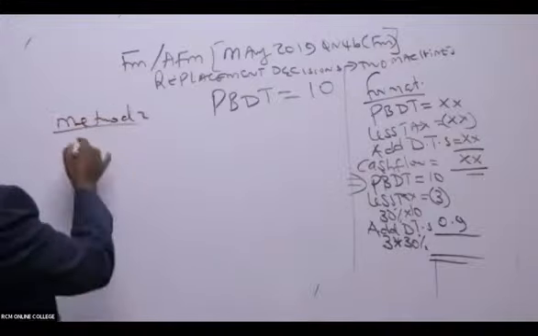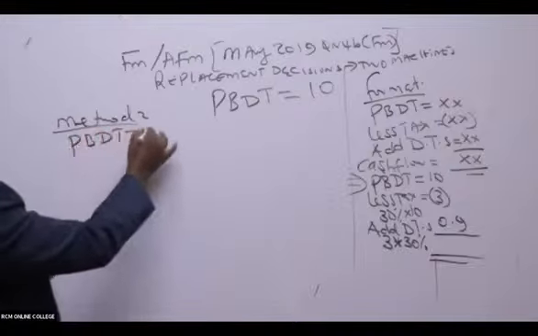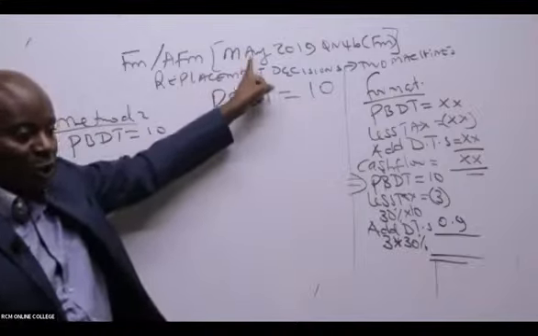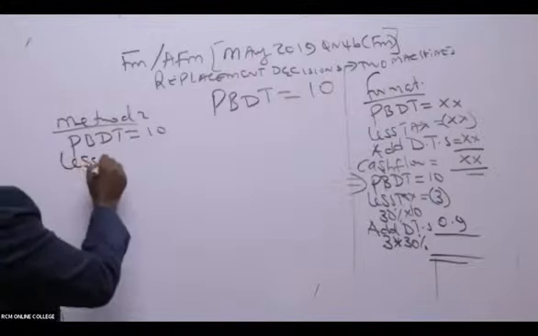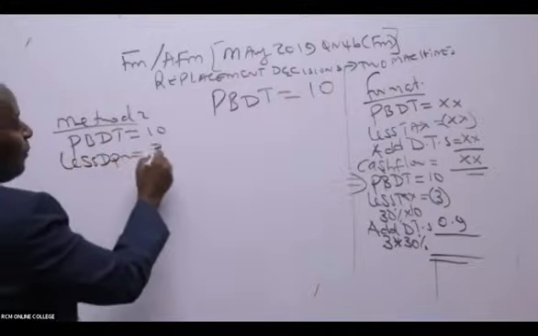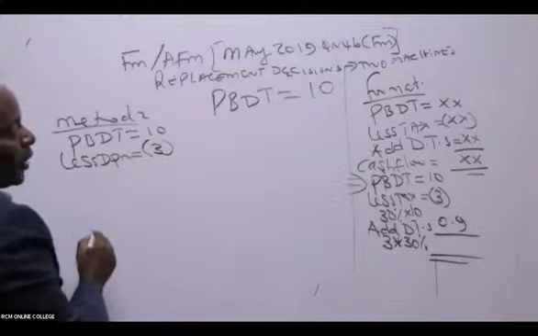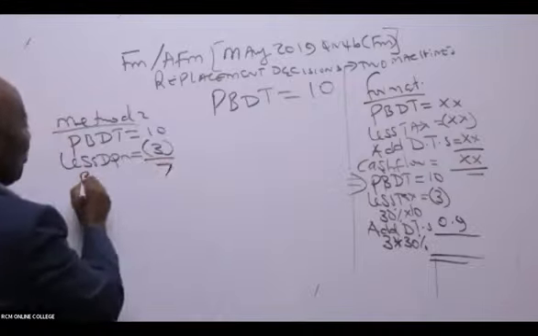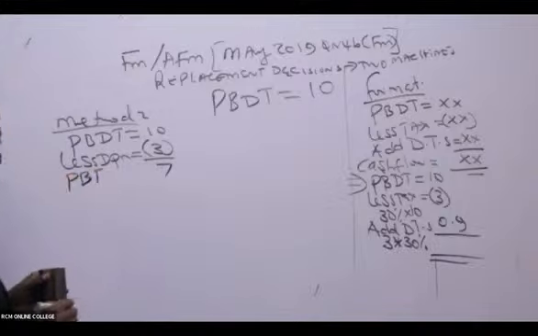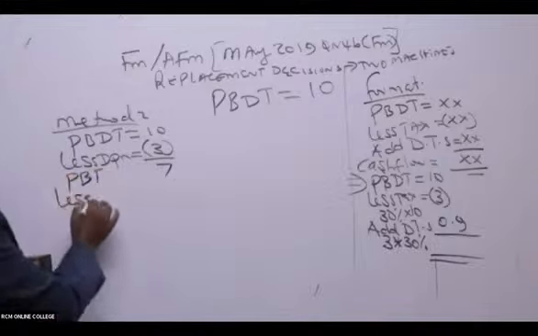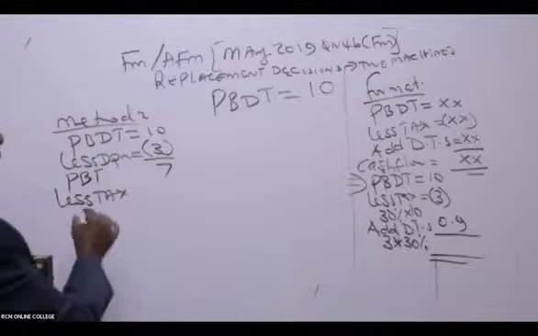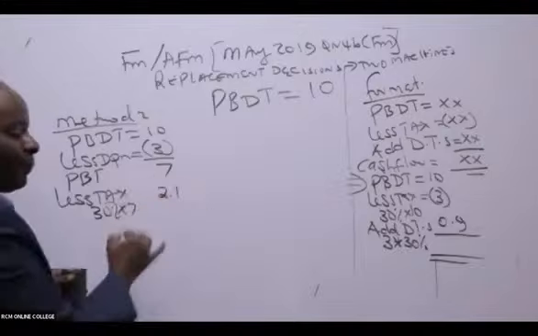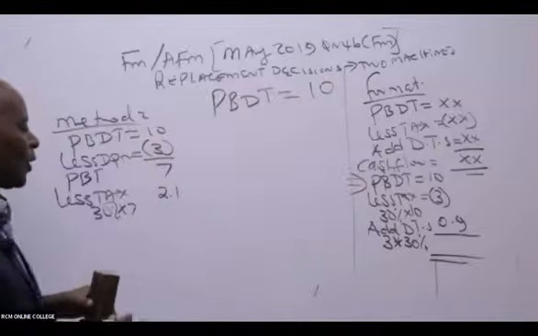So method 2, ladies and gentlemen, we have profit before depreciation and tax of 10. I'll be making use of this knowledge to tackle this question. Very important. So somebody will come and less depreciation of 3. Those who subtract depreciation of 3 get 7, which will be profit before tax. And then they will less taxation. Tax here is 30% of the profit. 30% of 7 gives me 2.1.